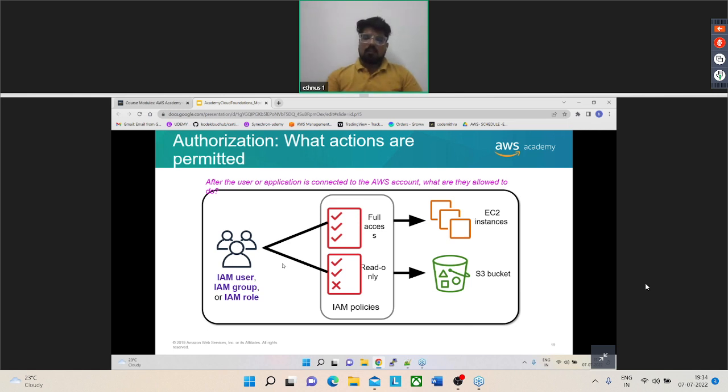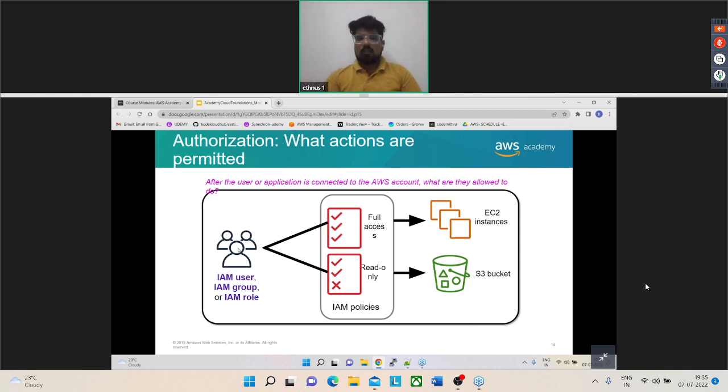Now suppose for Ashwani, I have written an IAM policy where I have given full access to EC2 instances. That means on the EC2 service dashboard, Ashwani has full access. He can do any kind of task. For example, he can create the EC2 machines, update them, stop them, restart them, and also terminate them.